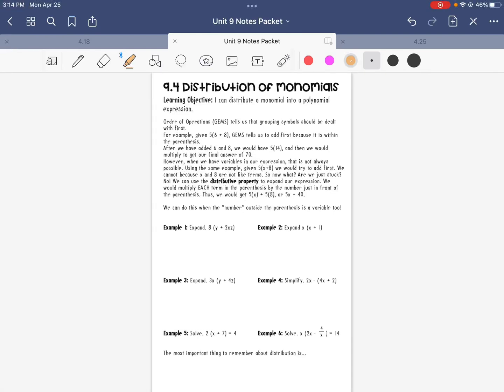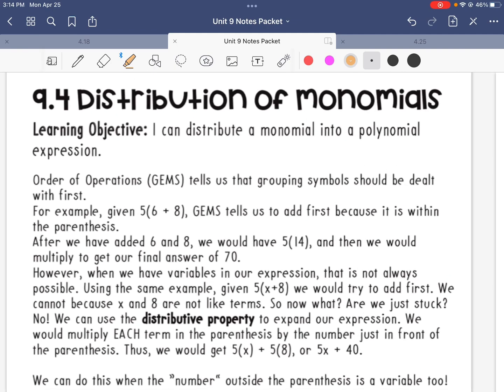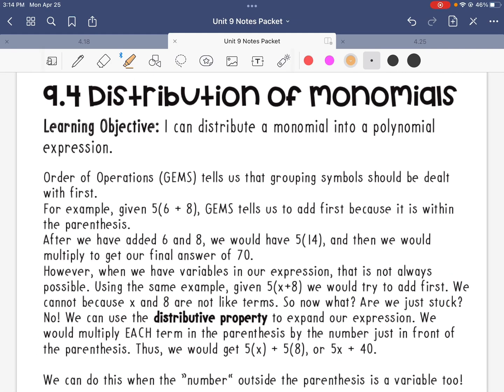9.4, distribution of monomials. Learning objective, I can distribute a monomial into a polynomial expression. Okay, so order of operations, GEMS or PEMDAS, tells us that grouping symbols should be dealt with first. So for example, given 5, parenthesis, 6 plus 8, close parenthesis, GEMS tells us to add first because it is within the parentheses. So after we've added 6 and 8, we would have 5 and then in parentheses 14. And then we would multiply to get our final answer of 70.